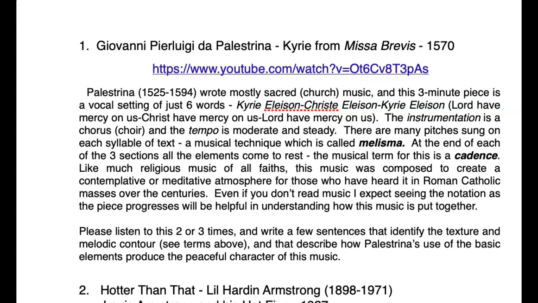What I'd like you to do is listen to it, take a few notes, maybe pay attention to the description guide if that's helpful for you. Write a few sentences that identify the texture, tell me what kind of texture it is, tell me what kind of melodic contour you hear in each of the lines of this music.